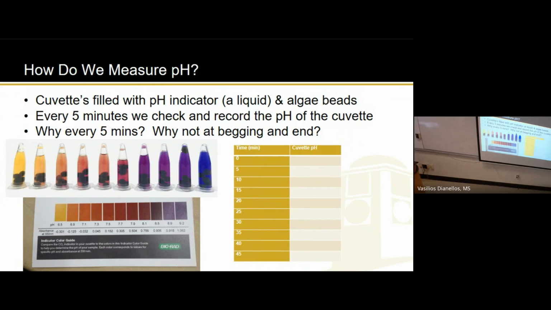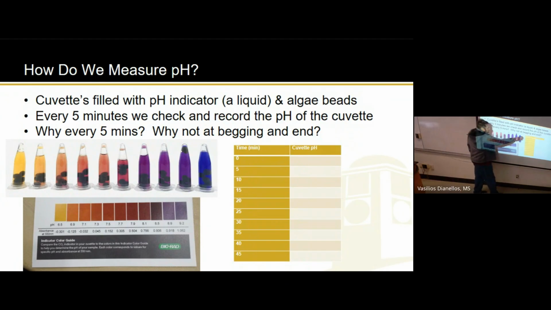That liquid includes water, obviously, because they're going to need water to live. But it also has pH indicator. So this liquid will change colors as the pH changes. Whatever experiment you're doing, there's going to be different details, but basically all you're going to do is put these little cuvettes in different conditions, depending on which experiment you're doing.